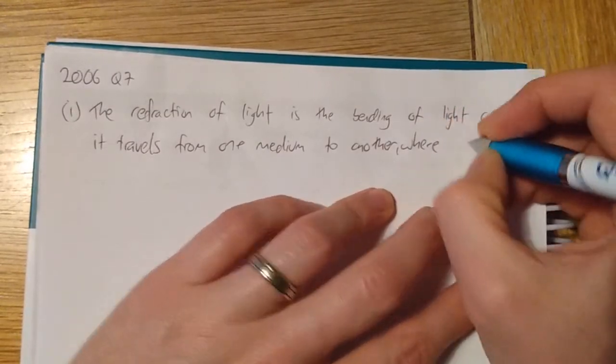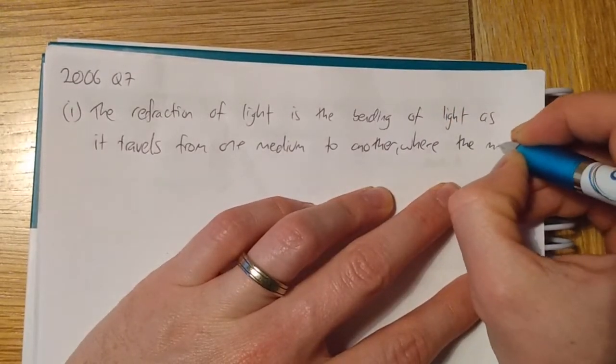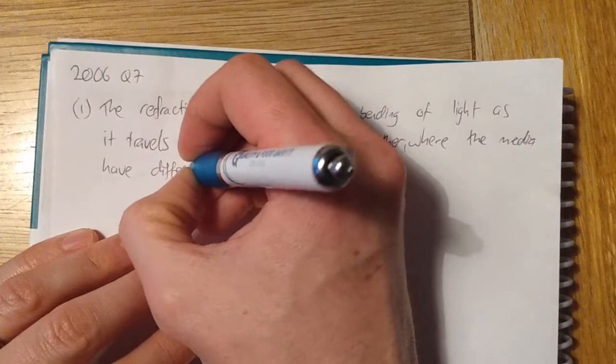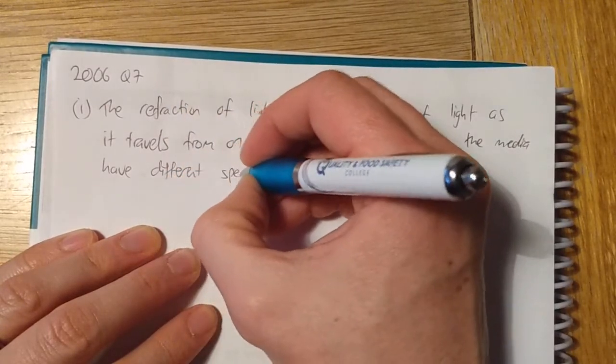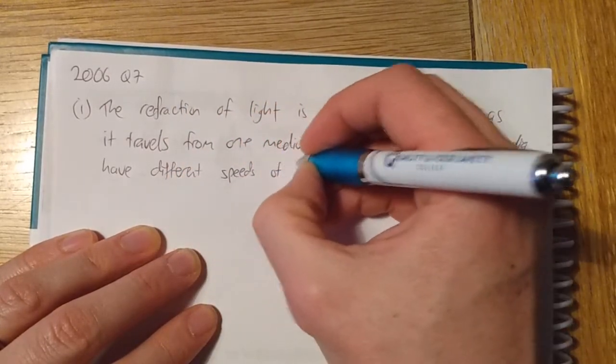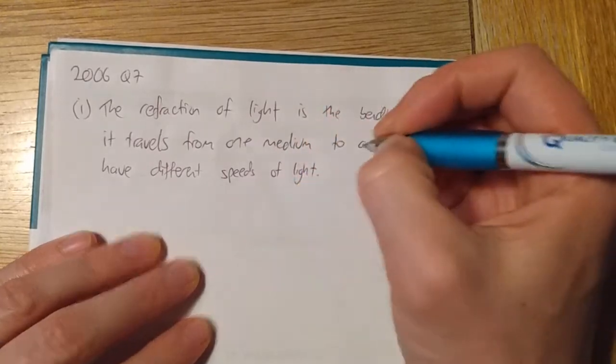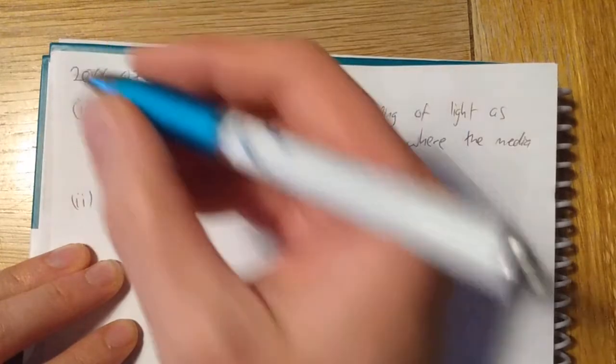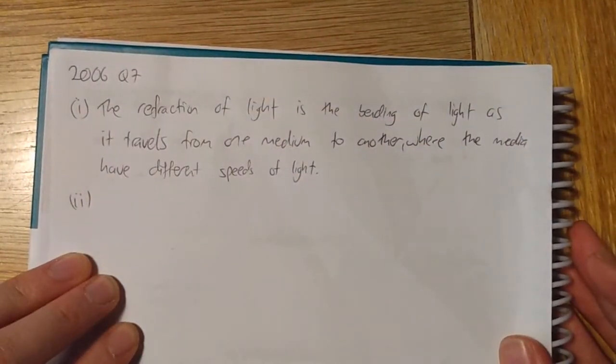And I'm going to be really picky here and say where the media have different speeds. I could have rephrased that better. Where the light travels at different speeds in the media. If it was the exact same refractive index, then it wouldn't matter. There wouldn't be a refraction.